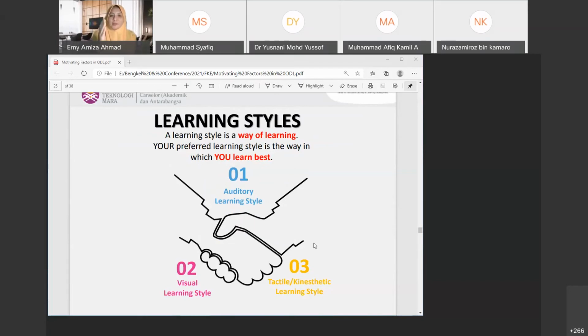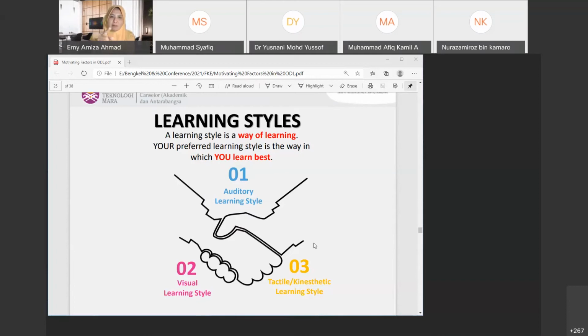Okay, your preferred learning style is the way in which you learn best. So here, Madam Erny tak boleh cakap, okay, you kena belajar macam ni baru boleh berjaya dalam ODL. No. Dalam apa pun Madam Erny tak boleh cakap, you kena belajar macam ni baru you boleh berjaya. Okay, that's why Madam Erny cakap tu adalah tips and tricks. Okay, so trick yang pertama, know your learning style.